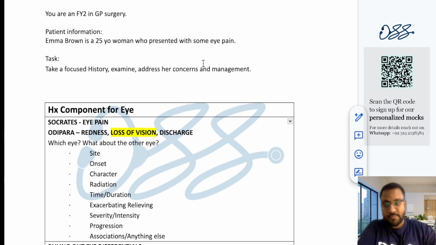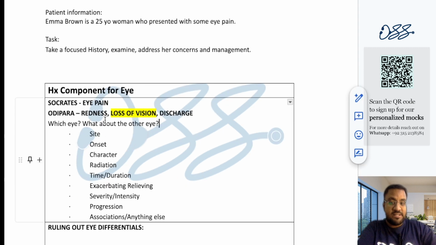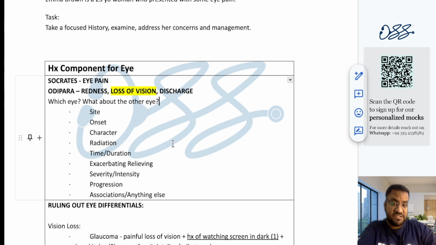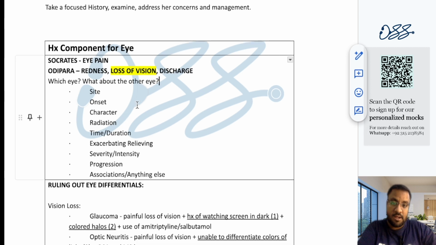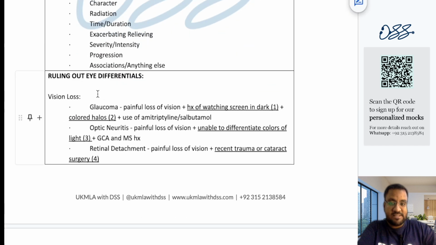So as I mentioned, the most common complaint is either going to be loss of vision, redness, discharge from the eye, or eye pain. And just like the ENT structure, in the very first layer, you just need to do the SOCRATES of the eye pain, or the ODIPARA when it comes to the loss of vision and the redness or the discharge. I'm not going to go into the detail, because we have done SOCRATES and ODIPARA in a lot of detail in the previous lectures as well. What is more important is ruling out eye differentials.